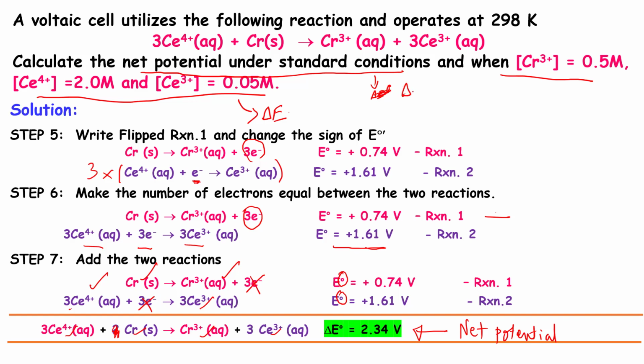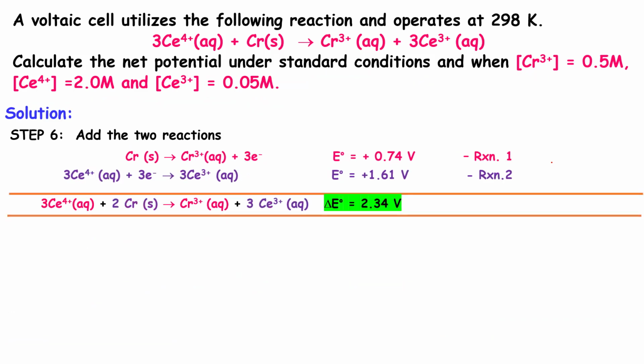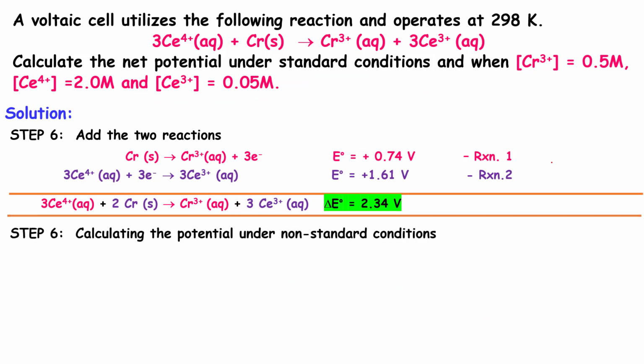I'm going to rewrite this one more time. This is delta E naught, and this is delta E. So the next goal is going to be how to figure out the delta E for those reactions. Okay, so how do we do that? Calculating the potential under non-standard conditions, we have to use the Nernst equation.